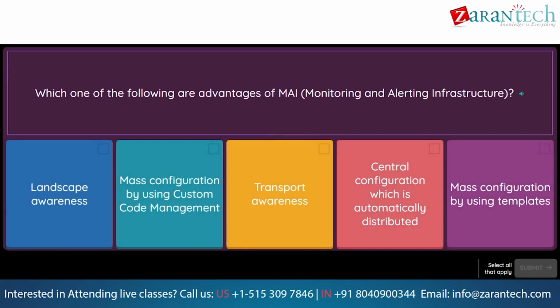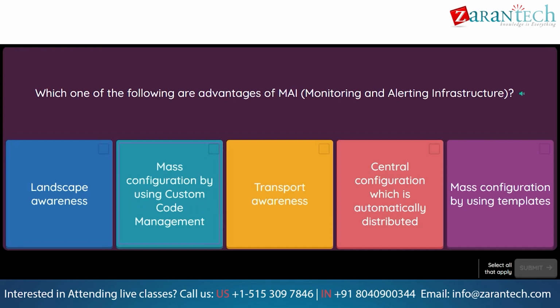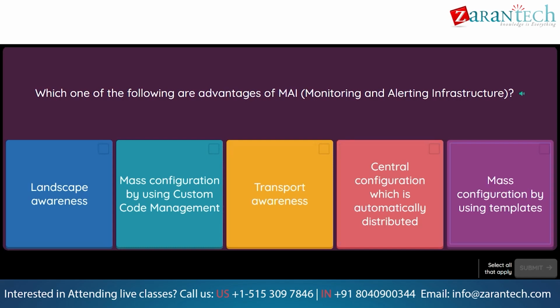Question: which one of the following are advantages of my monitoring and alerting infrastructure? Option 1 Landscape Awareness. Option 2 Mass Configuration by using Custom Code Management. Option 3 Transport Awareness. Option 4 Central Configuration, which is automatically distributed. Option 5 Mass Configuration by using templates.